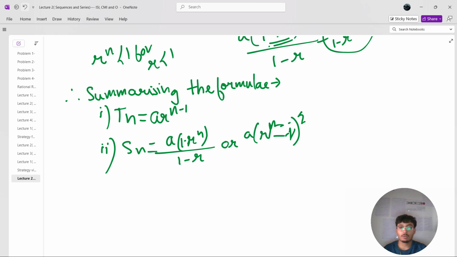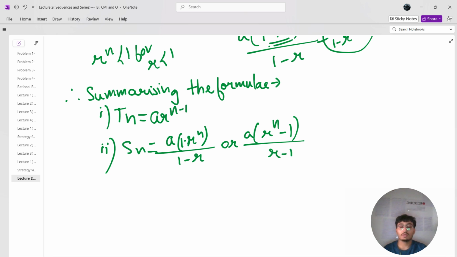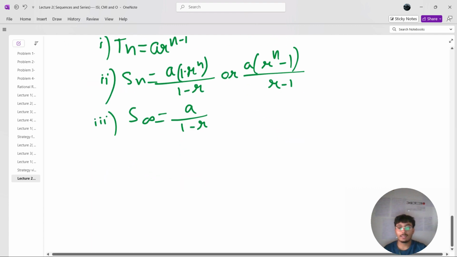Sorry for this mishap. A into r to the power n minus 1 by r minus 1. And for the infinite series, S infinity is basically a by 1 minus r.